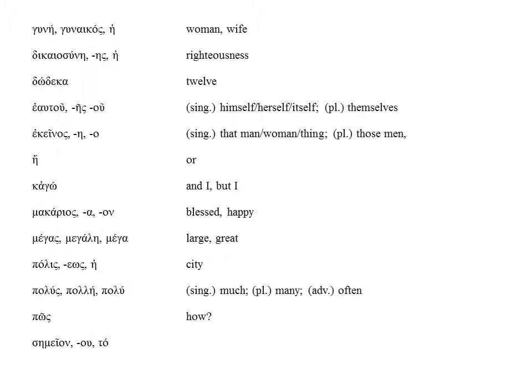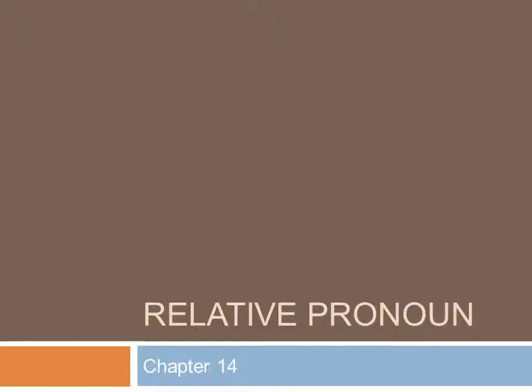Semeion is a second declension, and it is neuter. And this is a sign or miracle, with the emphasis on sign.